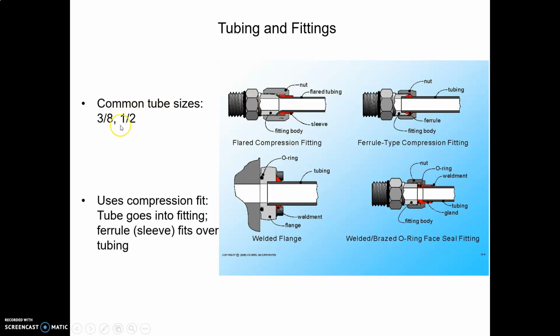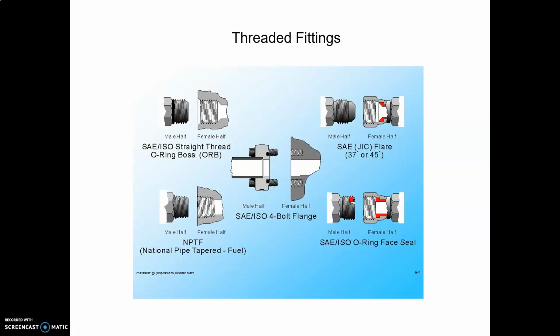And in tube, some common sizes are 3/8 and 1/2 inch. The end of the tube gets flared with a flaring tool, and then a sleeve or a ferrule goes over the top of it, and you get kind of a jam nut going on here to tighten everything down. Threaded fittings come in several different thread forms, including SAE threads, 2 different flavors of SAE, and National Pipe Thread Tapered Fuel Thread. That's what that stands for. What does SAE stand for? Society of Automotive Engineers.